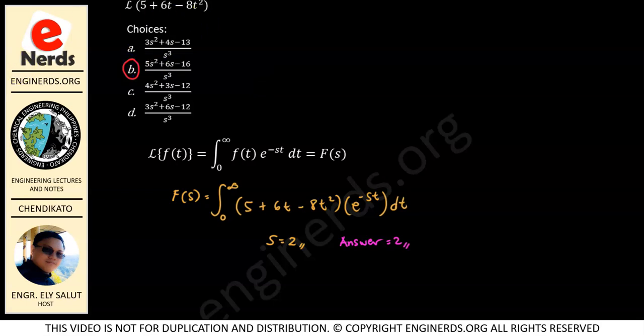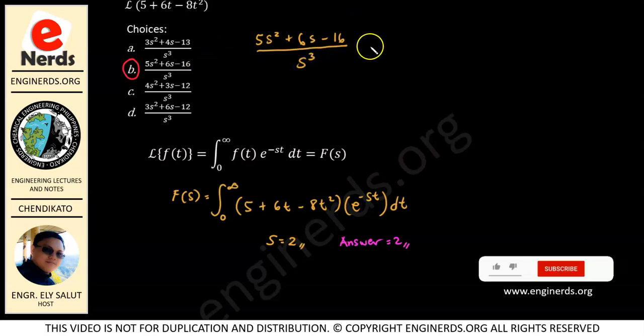Okay, so we're going to check kung tama ba yung naging sagot natin. No? So we have here 5s squared plus 6s minus 16 over s cubed. Okay, so yan yung pinili nating sagot. Then, ang sabi natin, isa-substitute natin itong value ng s, dapat ang maging sagot natin is 2. Okay? If naging 2 ang sagot natin, then that means tama itong naging sagot natin dito, no?